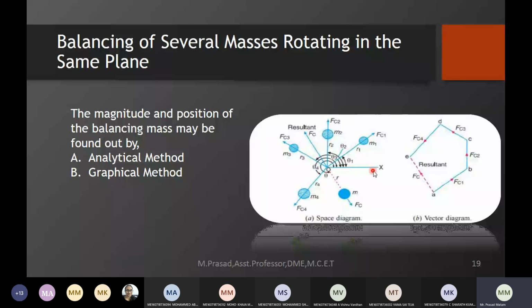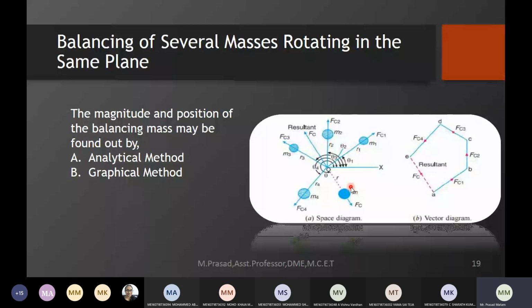With respect to the x-axis, you are having four masses m1, m2, m3 and m4. These four masses are located by angles theta 1, theta 2, theta 3 and theta 4. These four are the disturbing masses. Due to these, centrifugal forces Fc1, Fc2, Fc3 and Fc4 are generated. Now our aim is to balance all these forces with a single mass. So this is your balancing mass M. This balancing mass is located by an angle theta with respect to the x-axis, and Fc is the centrifugal force generated due to this balancing mass.